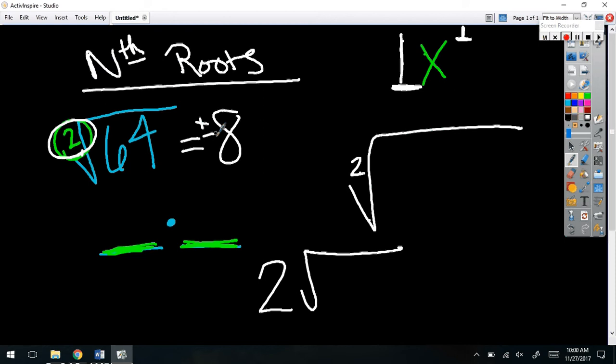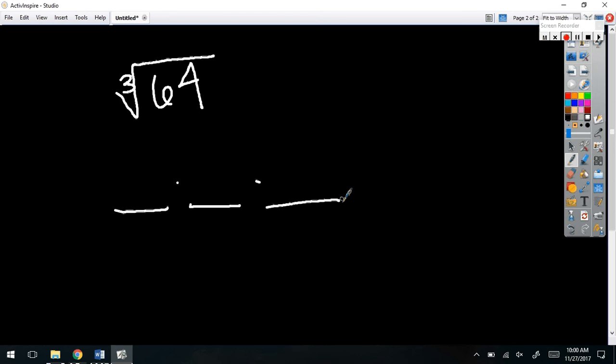So if I change this around a little bit and changed it instead of a 2 to a 3, the third root. What times itself three times? Several of you said 4 right off the bat, and you're absolutely right. It's a 4, since what times itself 3 times gives you 64.